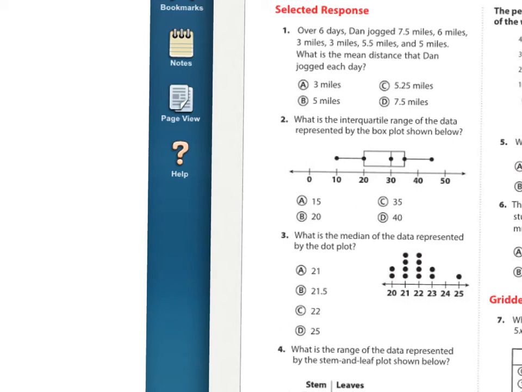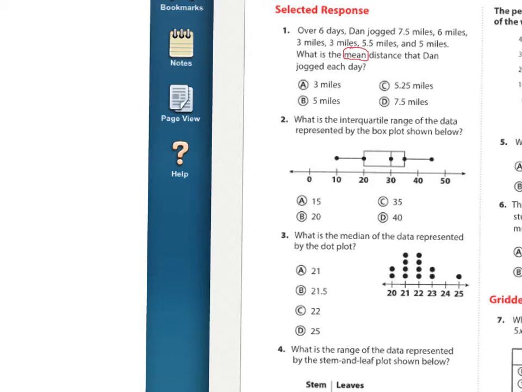Over 6 days, Dan jogged 7.5 miles, 6 miles, 3 miles, 3 miles, 5.5 miles, and 5 miles. What is the mean distance that Dan jogged each day? First, a lot of you did not remember what mean is.